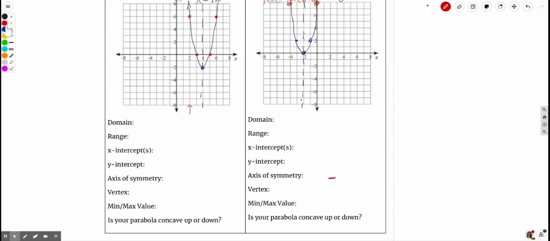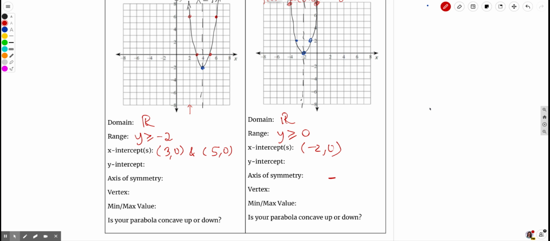So we have to answer the domain question. The domain for all parabolas and all polynomials will always be all real numbers because we can substitute in any x value. The range in number 3 would be all of the y values that are above or equal to -2. Our range for number 4 is going to be all of the y values that are above or equal to 0. We have two x-intercepts in number 3. So those are the points where we cross the x-axis. In the fourth one, we have only one x-intercept, so we only have to list one of them.